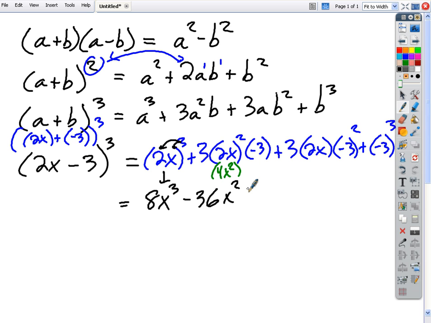What about the next term? Negative 3 squared is 9. Okay, so 3 times 2 times 9. 6 times 9? 54. And then that's just going to be x, right? And then finally, negative 3 cubed?